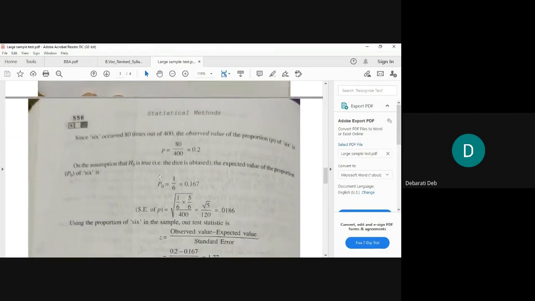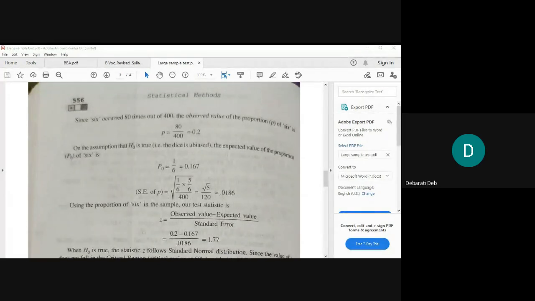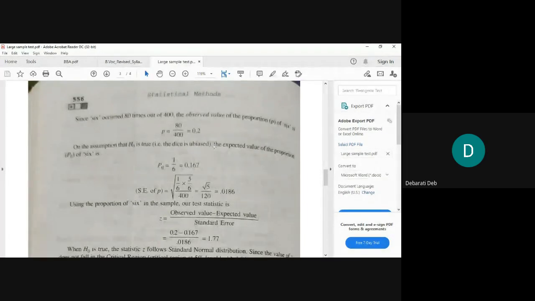Now we have to calculate one small p, and we will calculate it with the help of the information given in our question. In our question it is given that out of 400 times the dice was thrown, 80 times it was 6, isn't it? So from here we will calculate the probability p. This is the actual p.